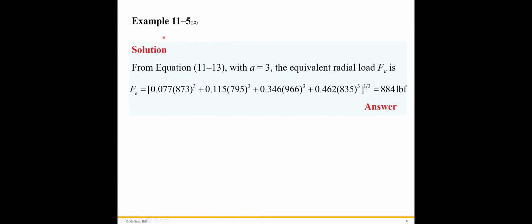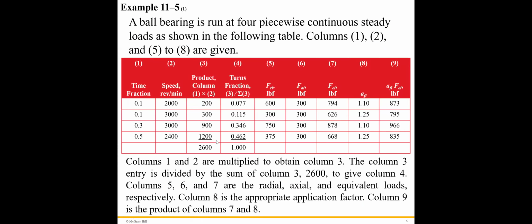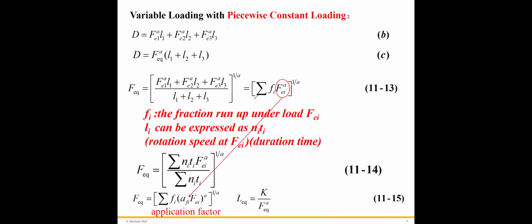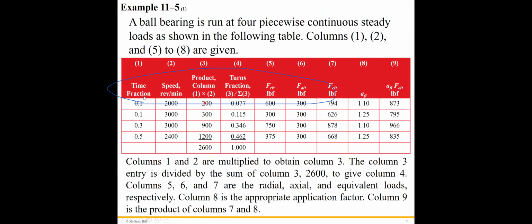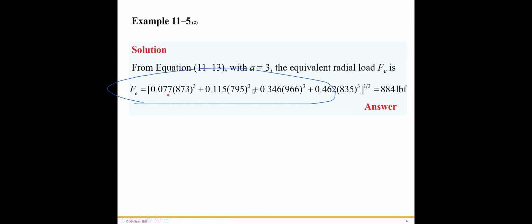Okay, so from this equation, we get a equal to 3. It's the ball bearing, and the equilibrium radial load Fe we get from this equation. So we got this equation, and it's 884 pounds, without applying the application factor.